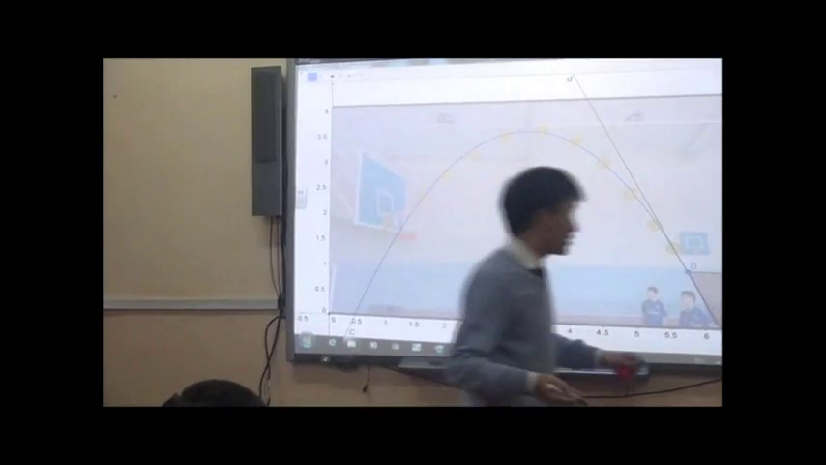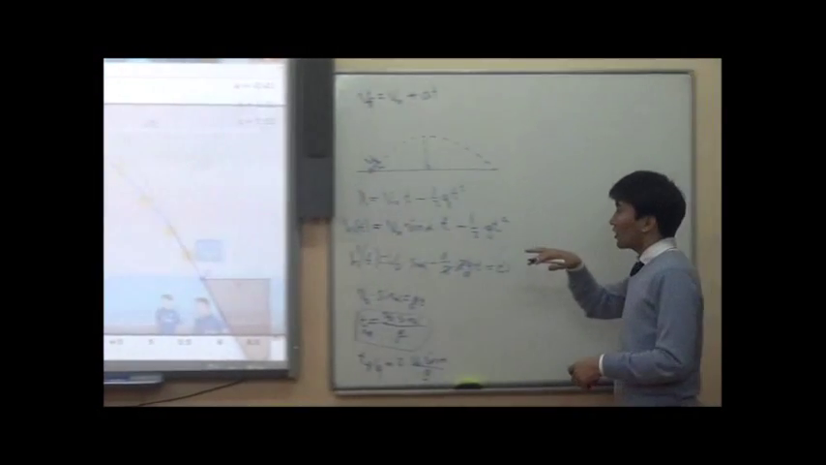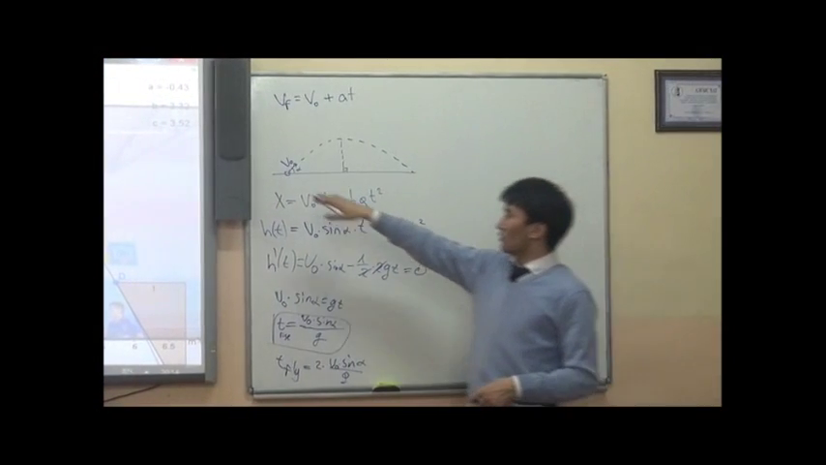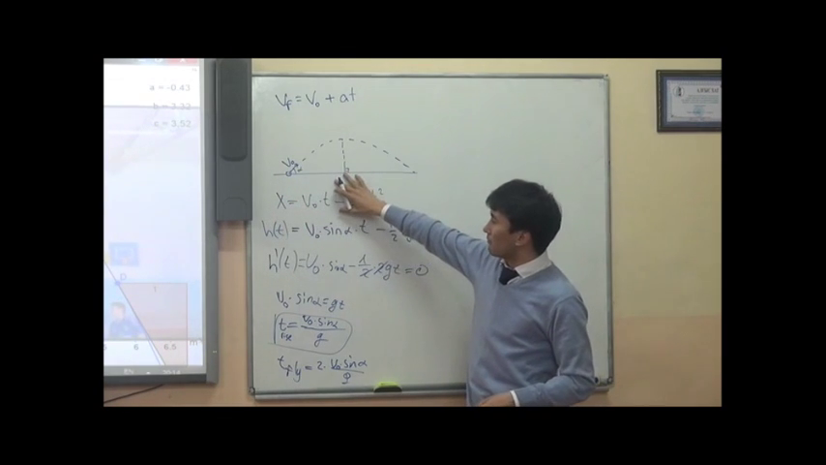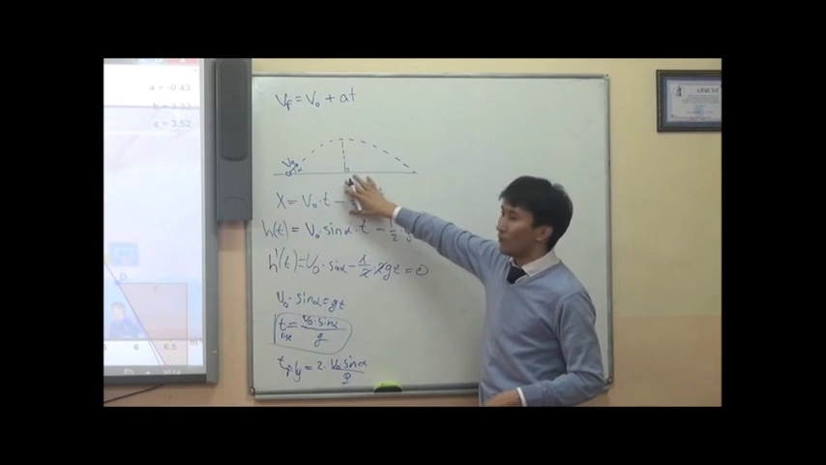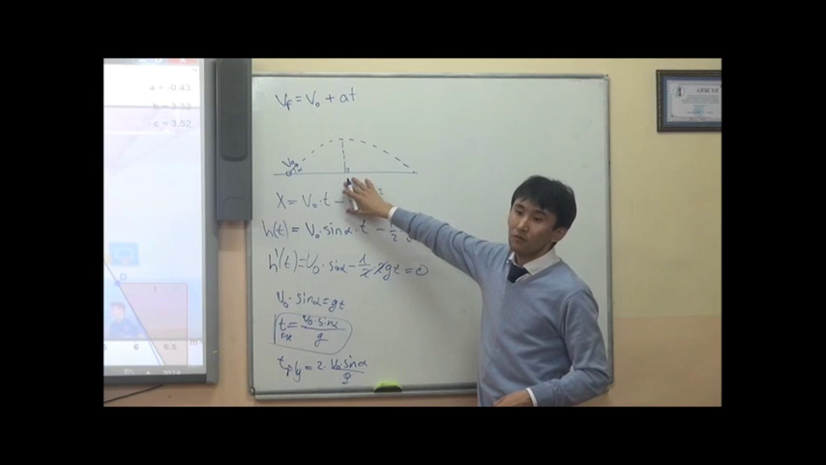Okay, now let me show you here. To find out where it is going to, you have to use what? This formula, yeah? But without this part, because what? It's vertical.